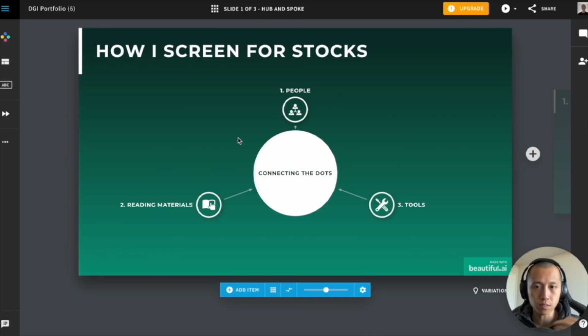Now that I've defined the kind of investor that I am, I want to give you a high level overview in terms of the different components of my system. And then I'll dig into each of the components and their role within my system. There are three main components to my system. You have people, reading materials, and tools.